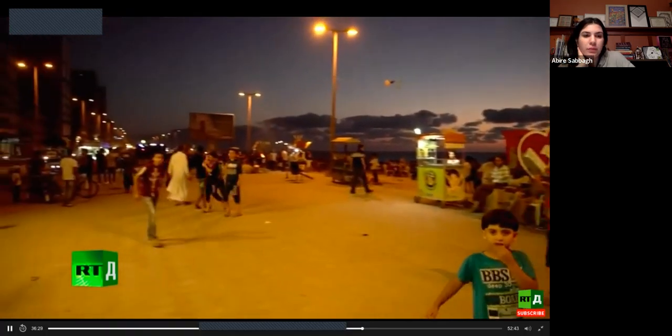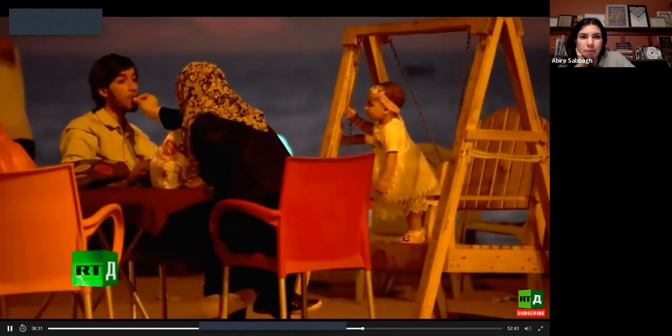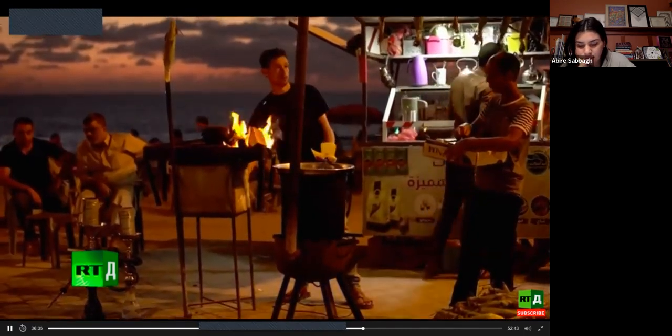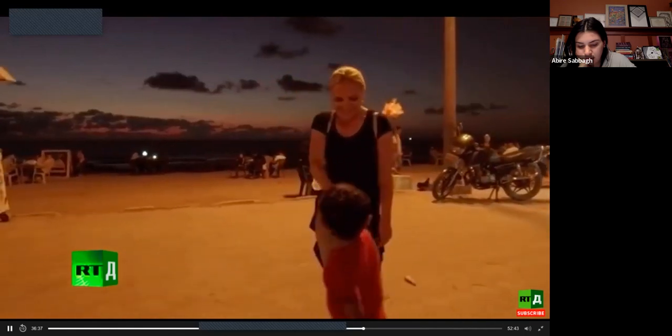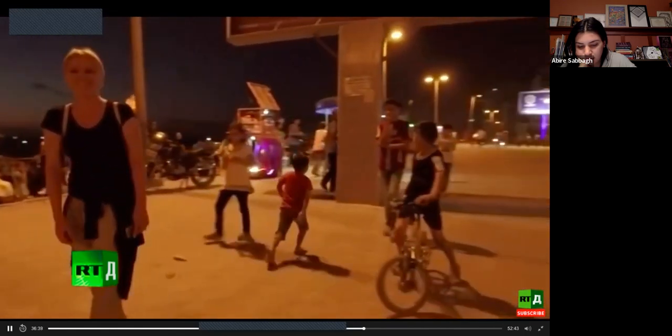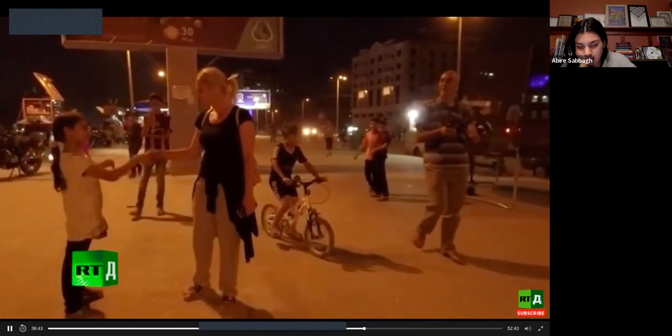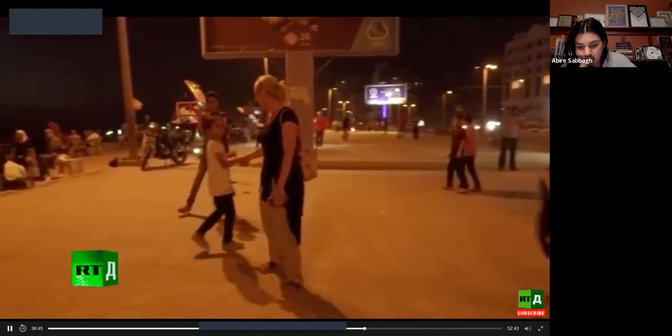At night, when you can't see the destruction or lack of resources, Gaza is just like any other Mediterranean seaside resort, except that people often approach to say you're welcome in Gaza, ask to take photos, and thank you for visiting them.